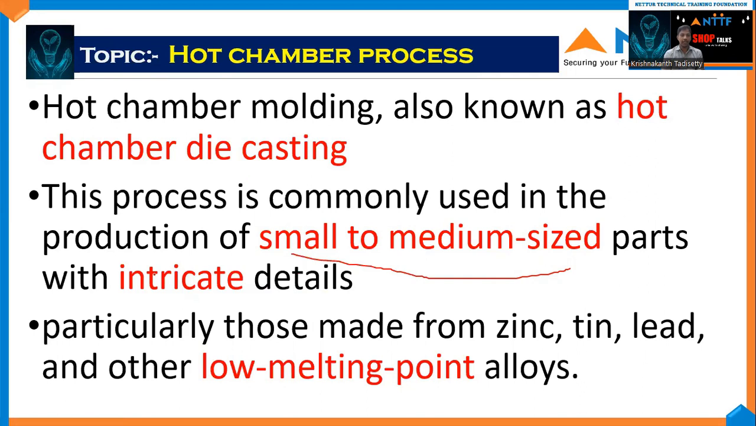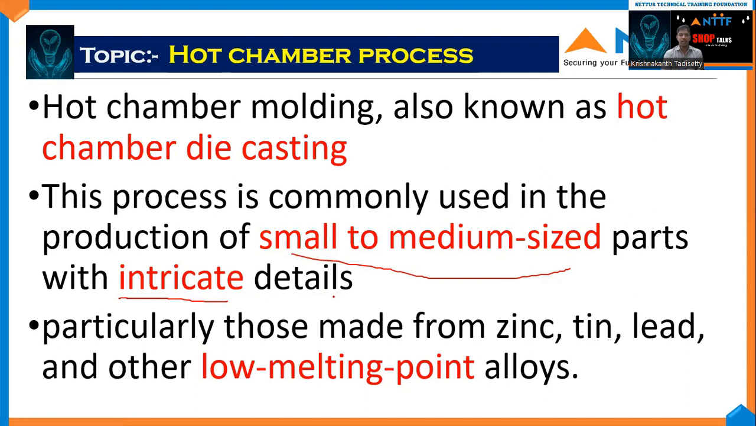And also the components which are having intricate details. What is the meaning of intricate? Intricate means the component which is having critical shapes or critical edges. Those components are very easy and suitable for this hot chamber molding process.